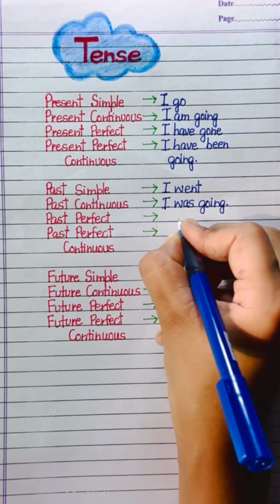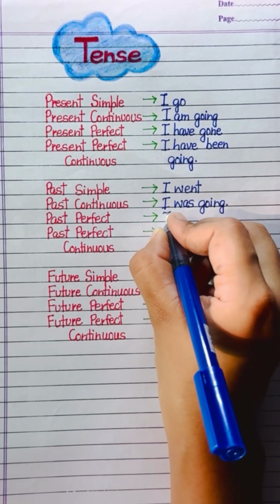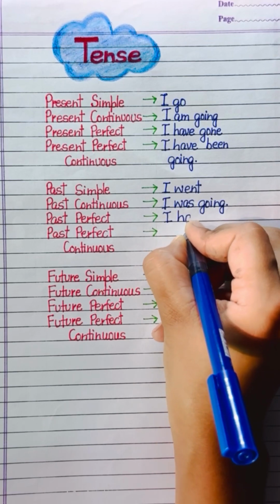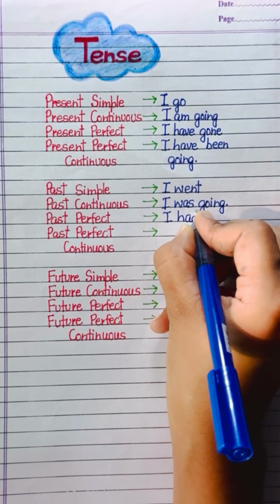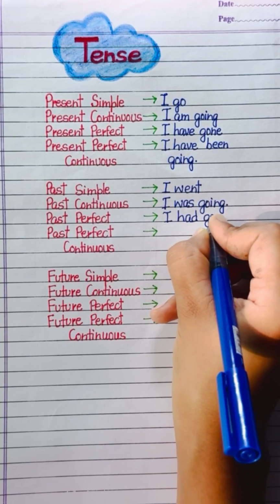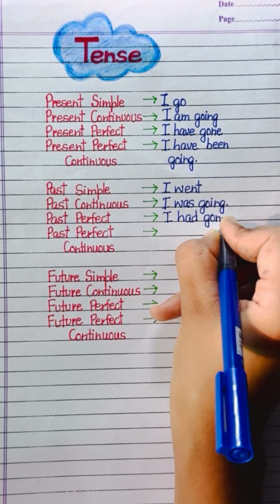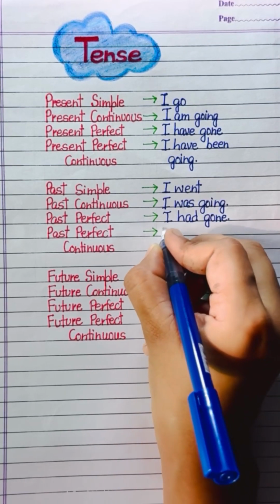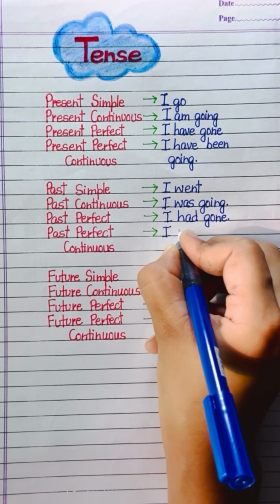Past perfect. In every perfect tense, we use third form of verb. In present, we use has, have, and in past, we use only had, either a singular subject or a plural subject. With every subject we use had and third form of verb. I had gone. Past perfect continuous.